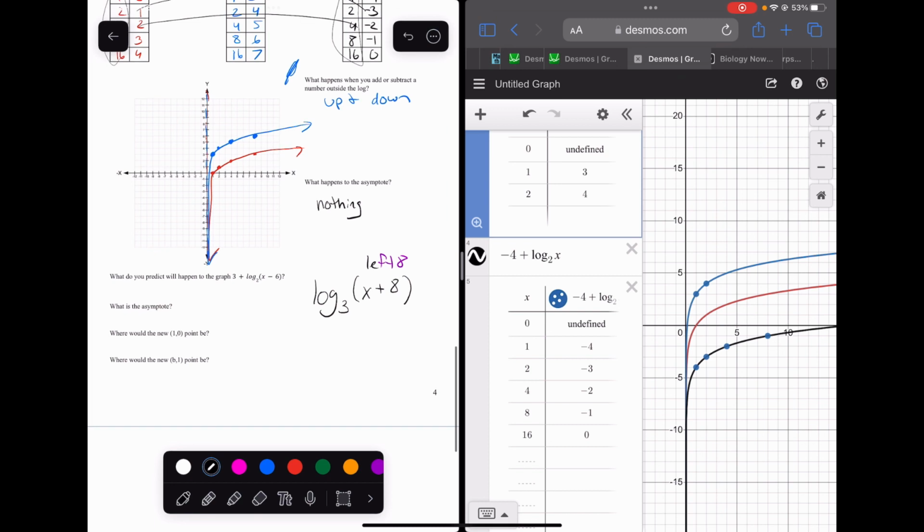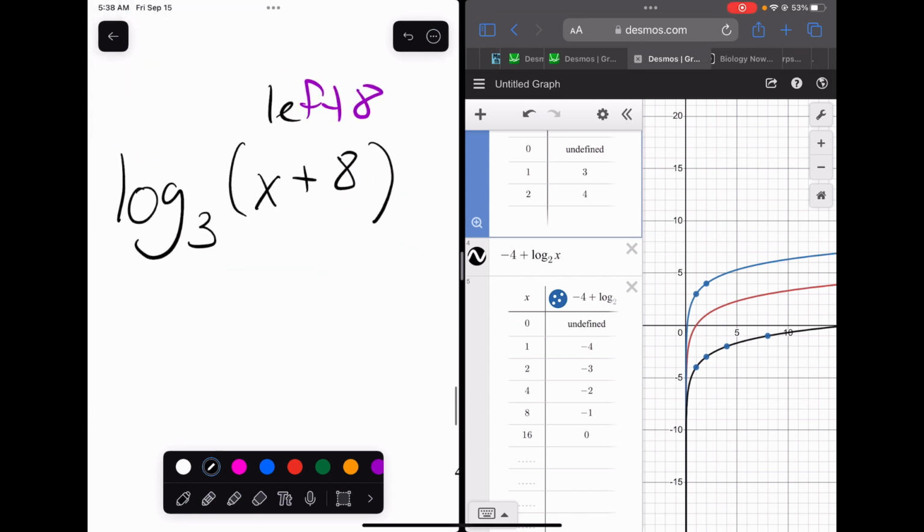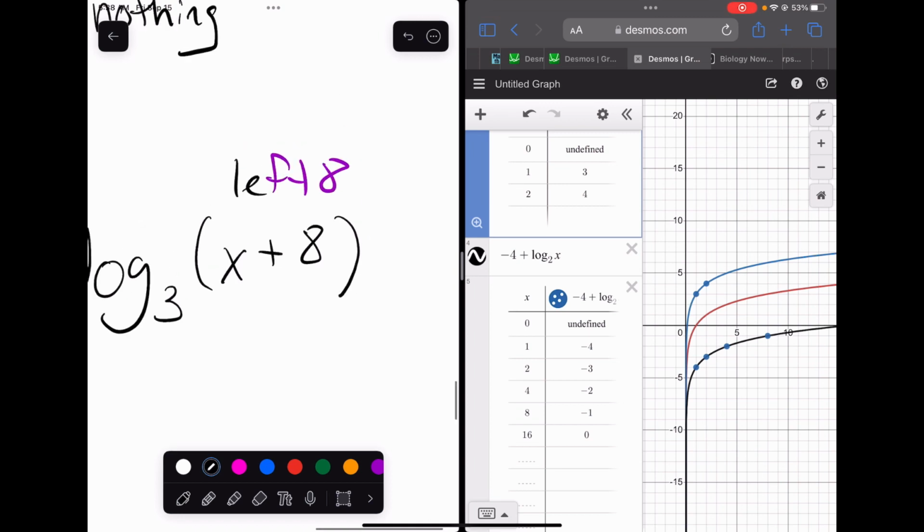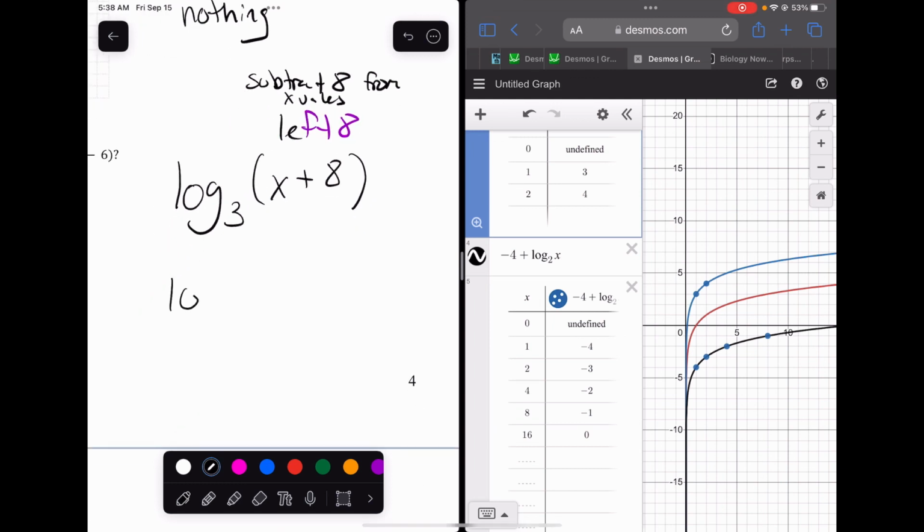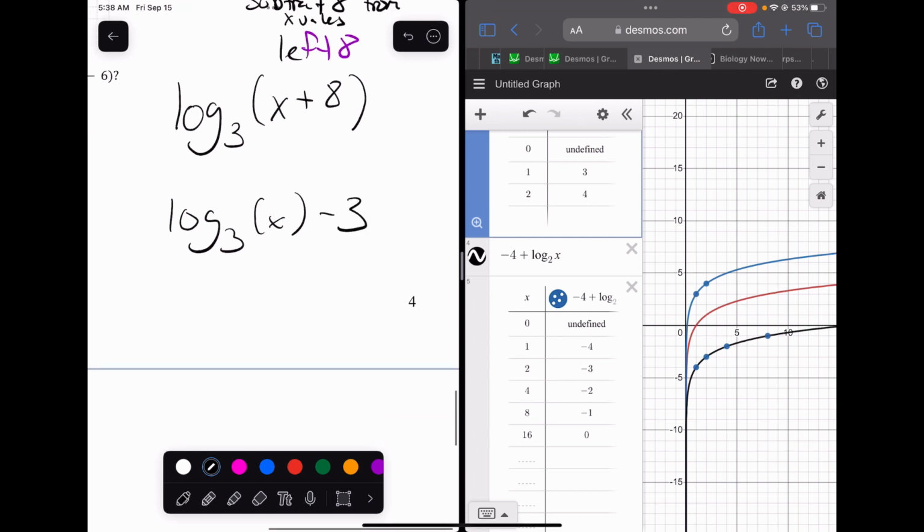So if we look at the plus 8, what are we going to do to our x values? We are going to subtract 8 from x values. If we had something like this, that -3 means we are going to subtract 3 from y values.